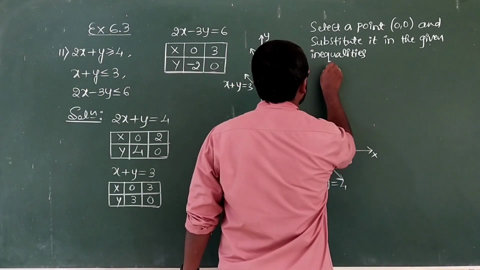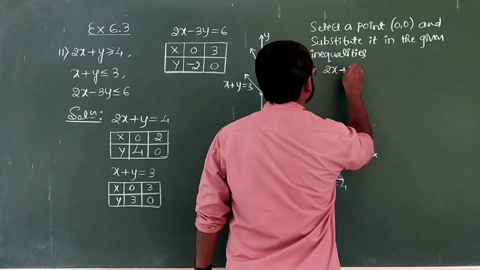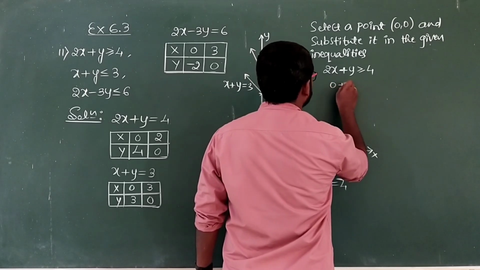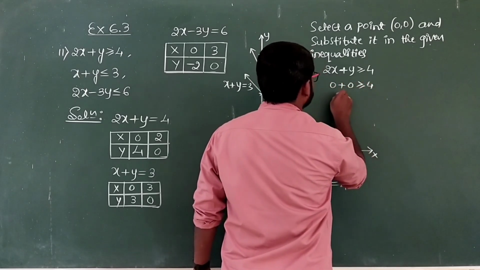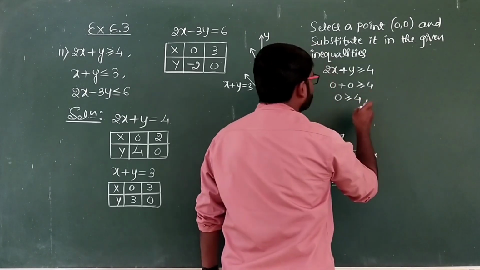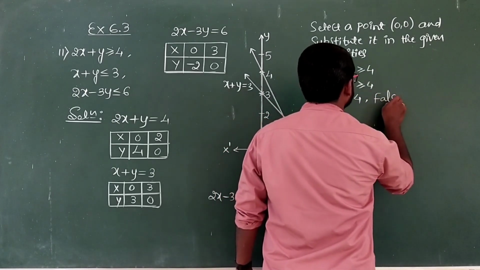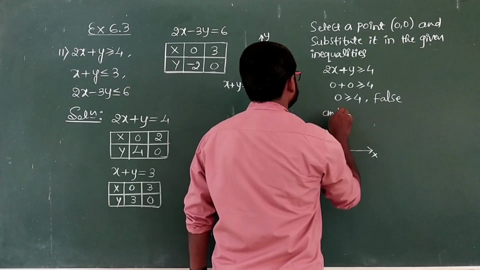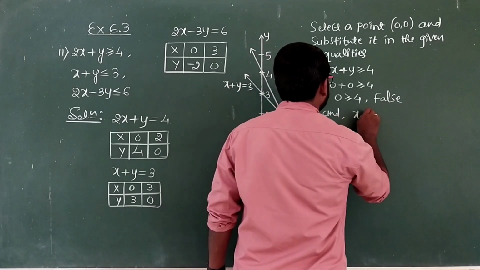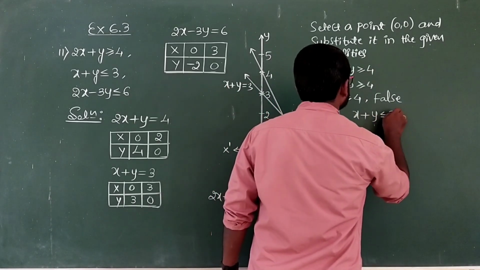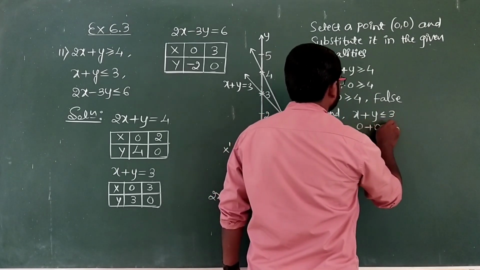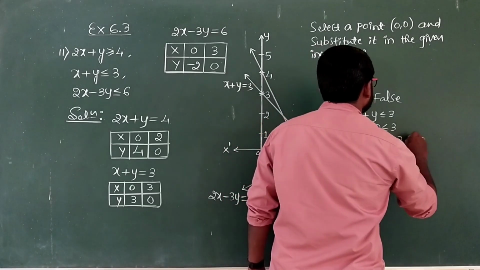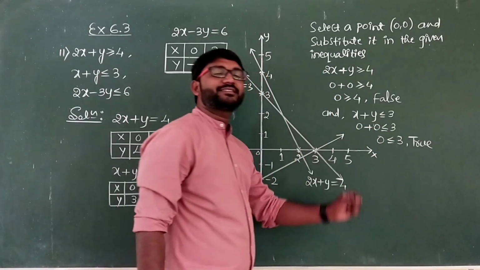The first inequality is 2x plus y greater than or equal to 4. So 0 plus 0 greater than or equal to 4, and 0 greater than or equal to 4, which is false. Next we take the second inequality, x plus y less than or equal to 3. So 0 plus 0 less than or equal to 3. This implies 0 less than or equal to 3, which is true, or 3 greater than 0.